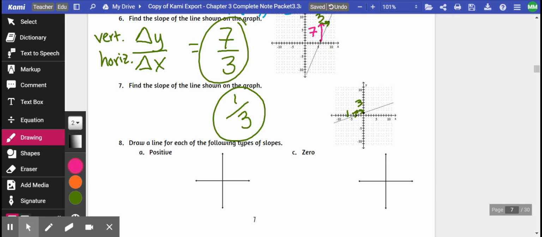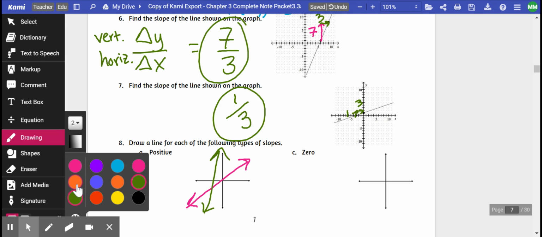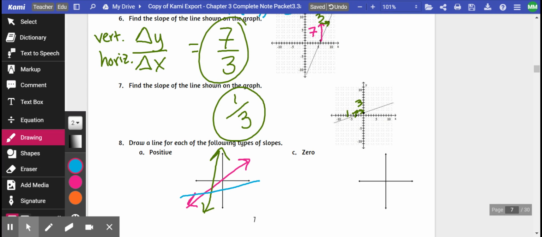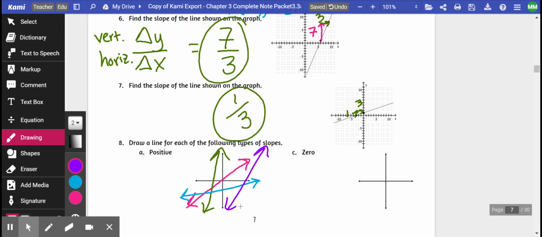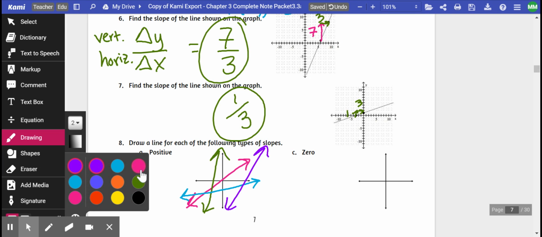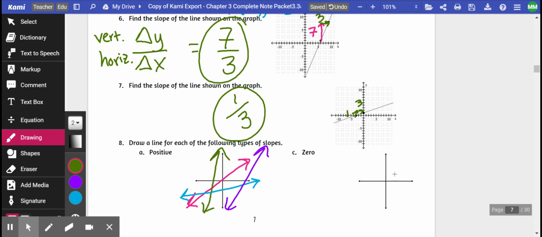If it asked you to draw a positive slope, you would want anything that increases from the left to the right. So that would work. A really steep line could work. An almost steep line, like that, it's only a little bit steep. Any of these would work. Okay, a line with a slope of 0 is going to be horizontal. So anything like this would work. Any of these would be fine.